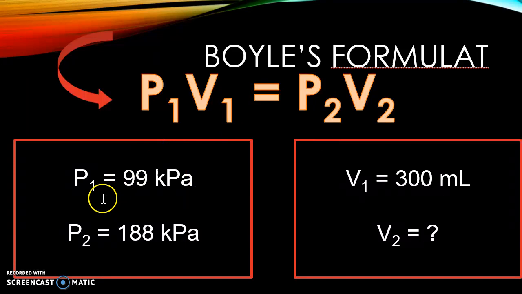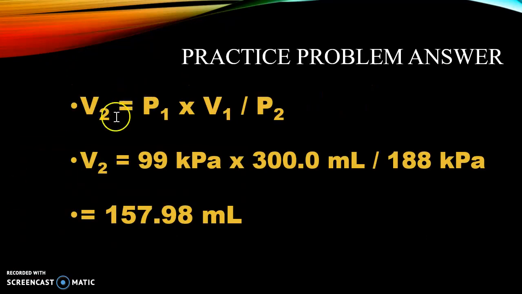All right, so again, P1 is equal to 99. That's the start value. They're going to change the pressure to 188 kPa. The volume 1 is 300 milliliters, and they want you to find out what V2 is. Well, all we got to do is a little algebra, and we can figure out that V2 is equal to P1 times V1 divided by P2. So by just doing the math, putting it in your calculator, you're going to figure out that it's 157.98 milliliters.